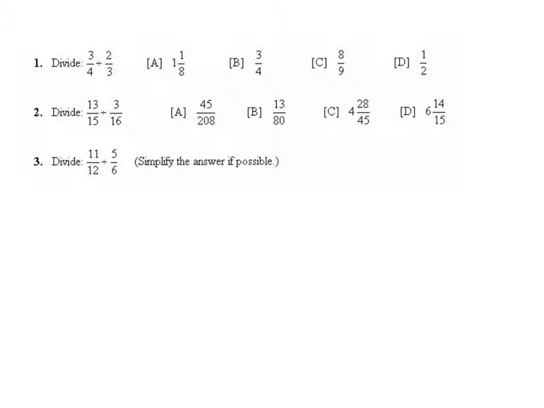In this video, I'm going to show some examples of dividing fractions by fractions. So on question number 1, I have 3/4 divided by 2/3. I'm going to change this to a multiplication problem by multiplying by the reciprocal. The 3/4 will stay the same. So this problem is now 3/4 times 3/2. We have 3 times 3 over 4 times 2, which is 9 over 8. As a mixed number, that is now 1 1/8.